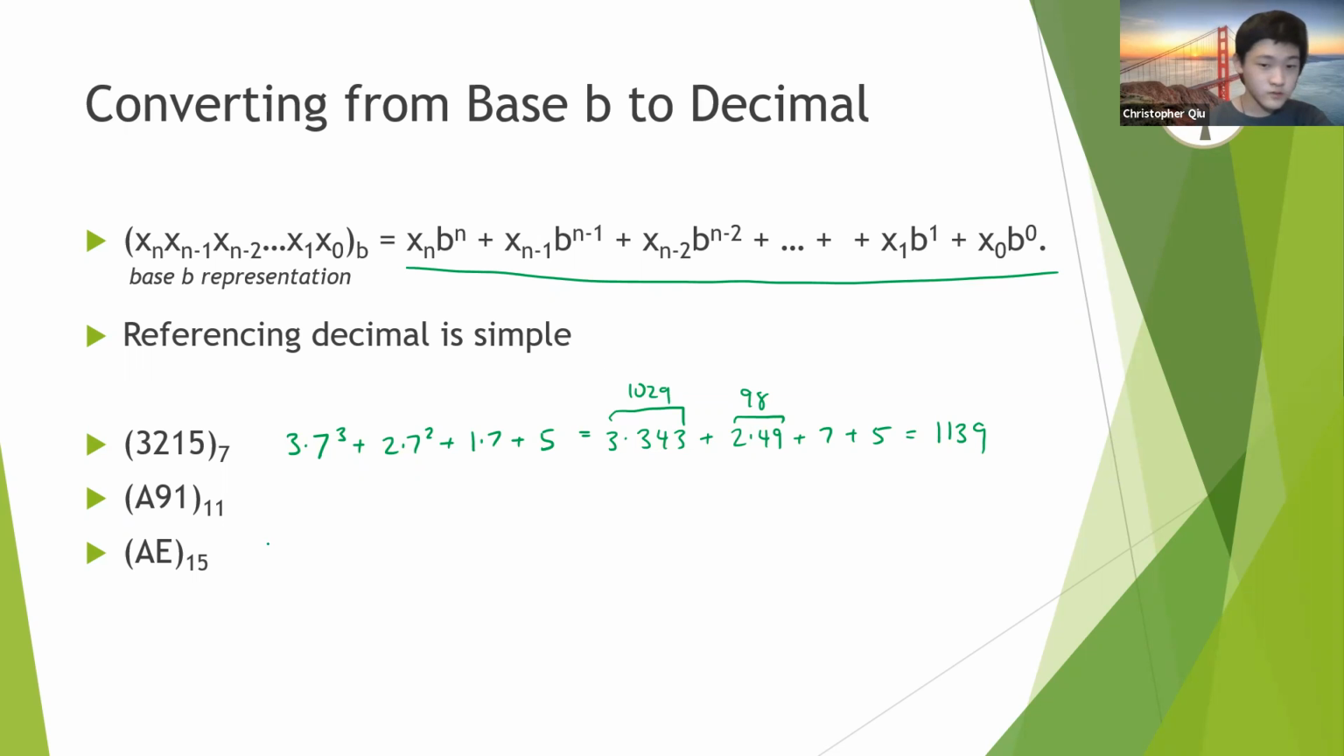And for our second example, we have A91 in base 11, and we want to convert this to base 10. So the digit A is the same as 10, like in hexadecimal. And so we'll have 10 times 11 squared plus 9 times 11 plus 1, which is equal to 1210 plus 99 plus 1, which is 1310. So that's our second example.